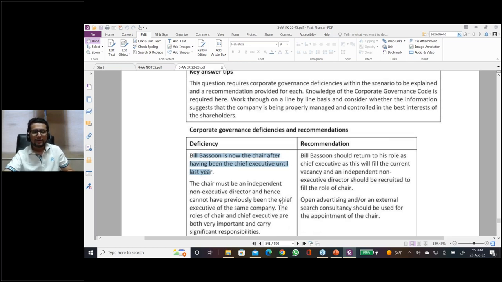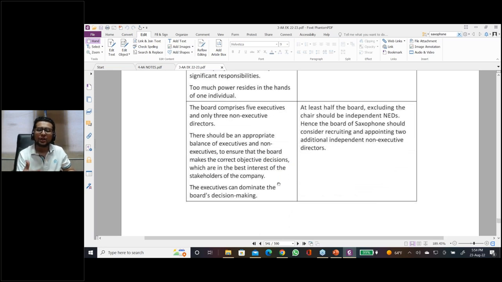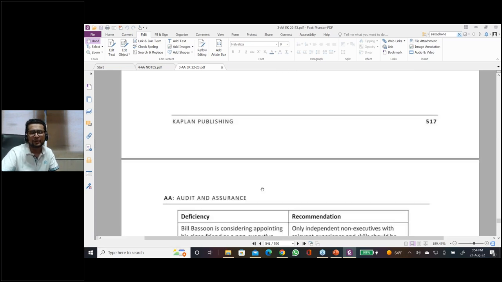Well done. The board has 5 executive and 3 non-executive directors. So the board is not in balance. So we need to at least get 2 more non-executive directors in order to make sure the board is in the right balance. Explanation of this deficiency: if the non-executive directors are not in line with the executive, they might not be able to constructively challenge the decisions taken by the executive directors.